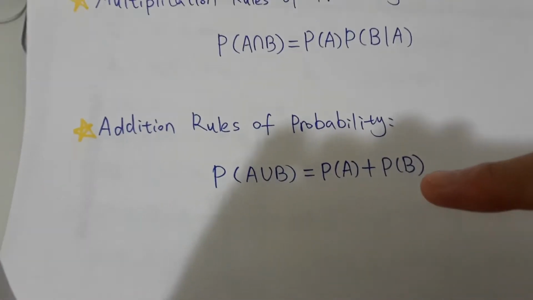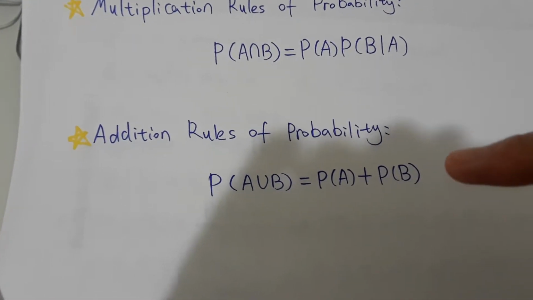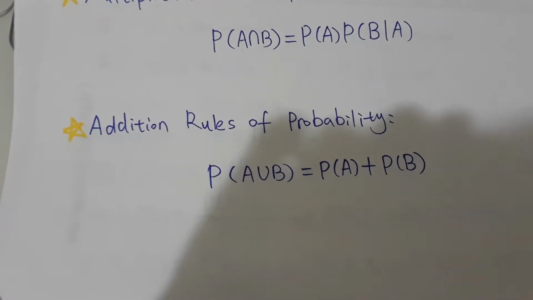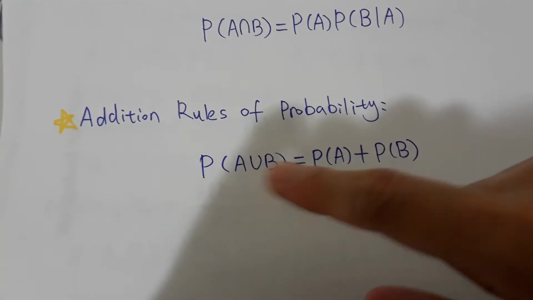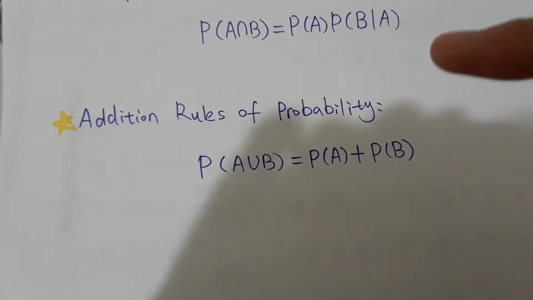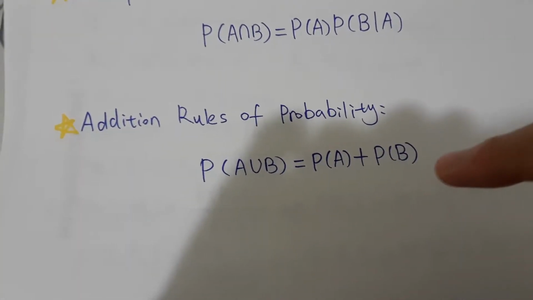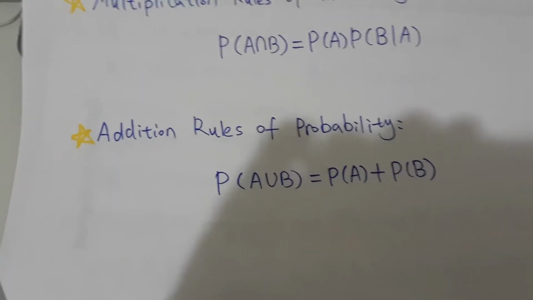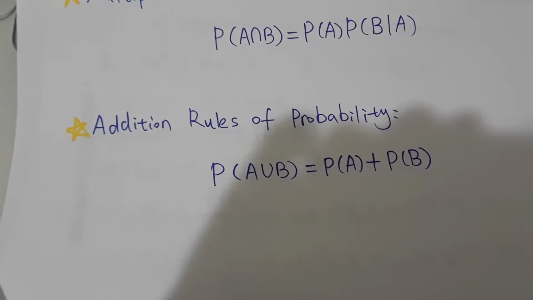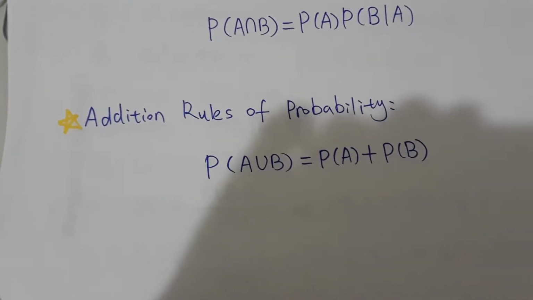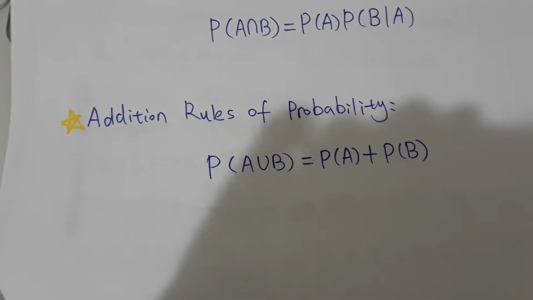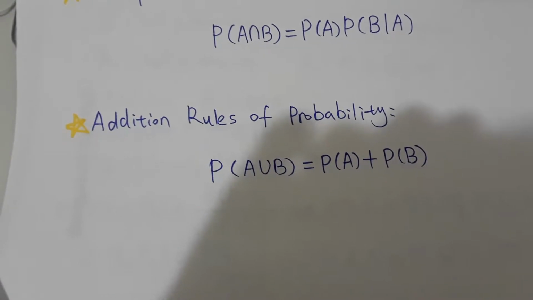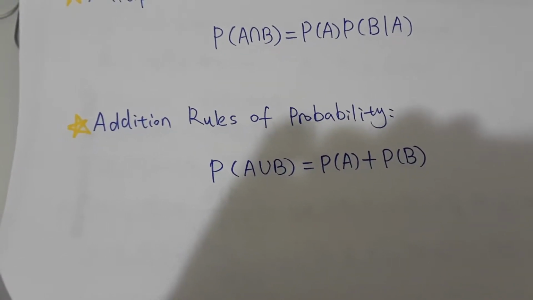And for the addition rule of probability, its formula is written like this. The probability of event A or event B happening is the probability of event A plus the probability of event B. The addition rule is only for mutually exclusive events. So what does mutually exclusive mean? That is, if two events cannot occur at the same time, we can say they are mutually exclusive.